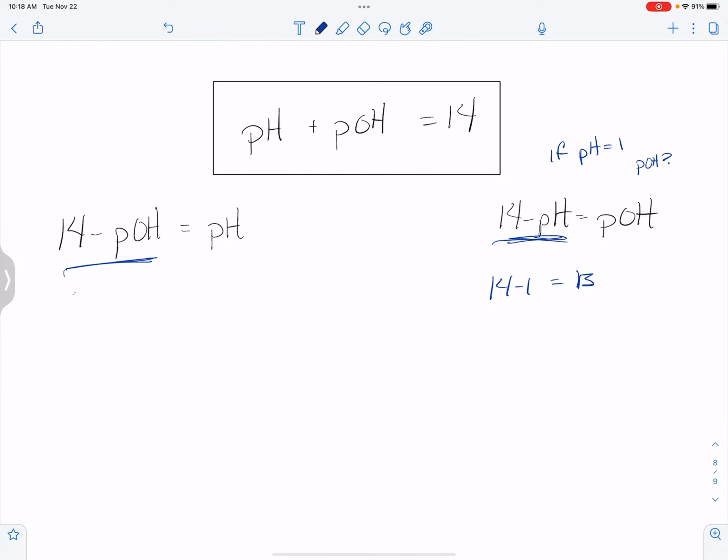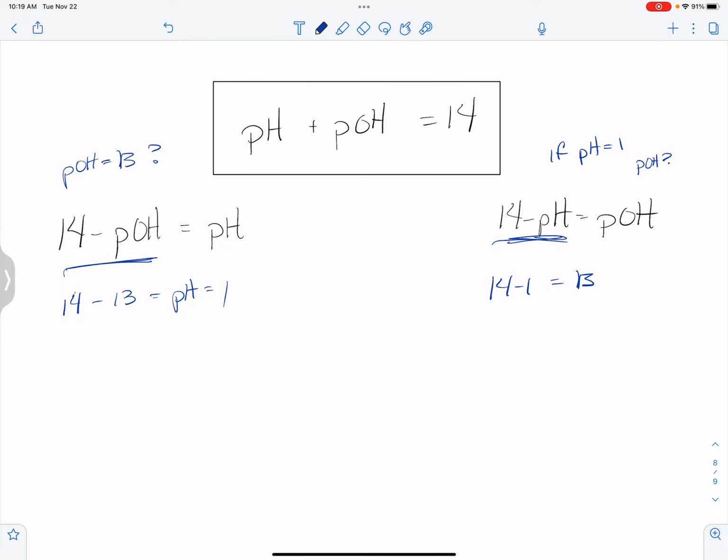And then over here, what if I had that the pOH was equal to 13? Well, 14 minus 13 is giving me a pH of 1. So that's using that equation.